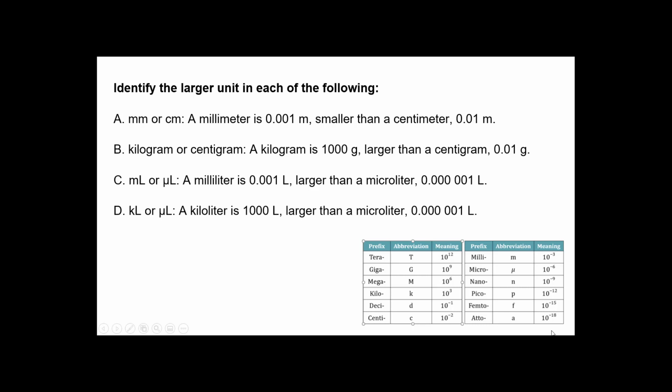And negatives do not mean negative numbers. They mean they're less than 1, further and further away from 1. Sorry, I mean they're less than 1. That's it.